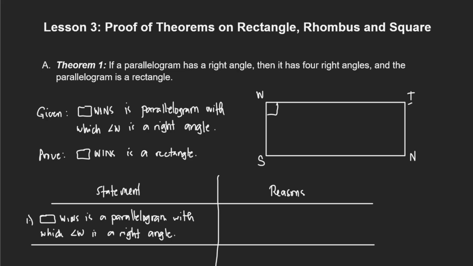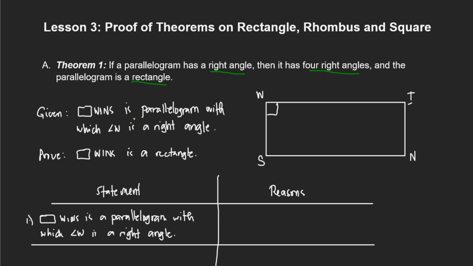If a parallelogram has a right angle, then it has four right angles. Okay? And the parallelogram is a rectangle. So basically, if yung parallelogram natin is meron tayong nakitang right angle, then it has four right angles. So if they have four right angles, therefore, this parallelogram is what we call a rectangle.